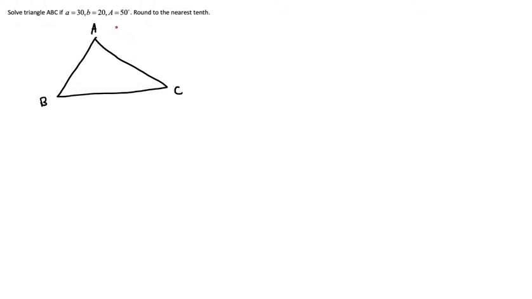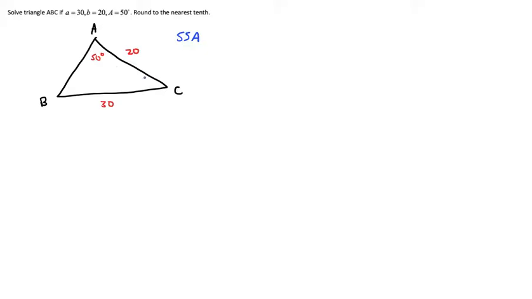All right, so we got angle A here, which is 50 degrees. We have side a, which is 30, and side b here, which is 20. So this is what's known as an SSA triangle, right? We have two sides. And notice that the placement of the letters is actually important, right? So we have two sides and an angle that is not in between the two sides.